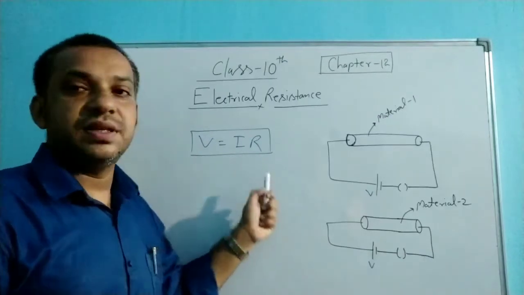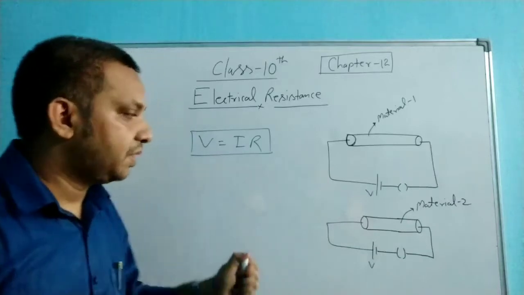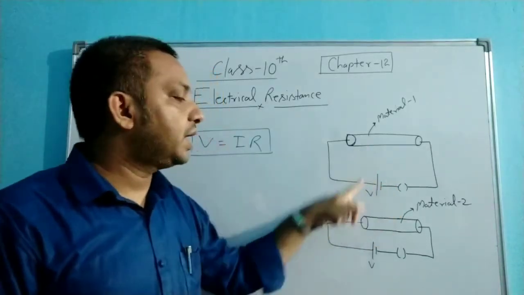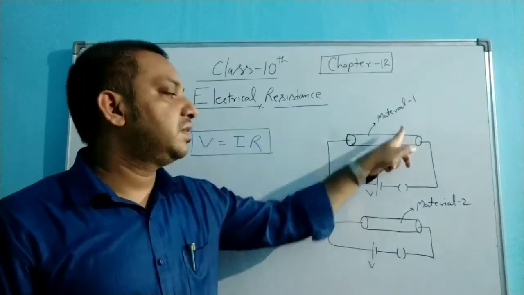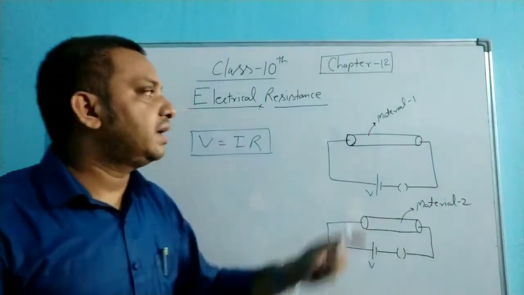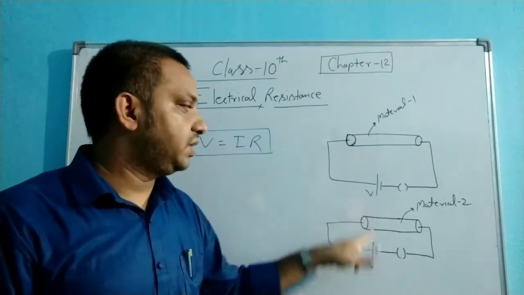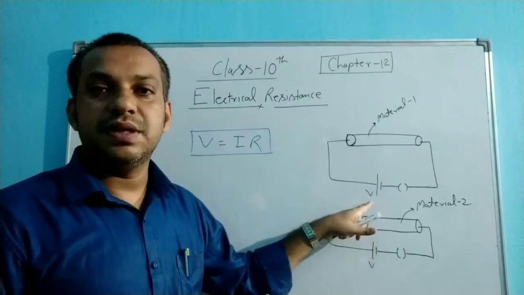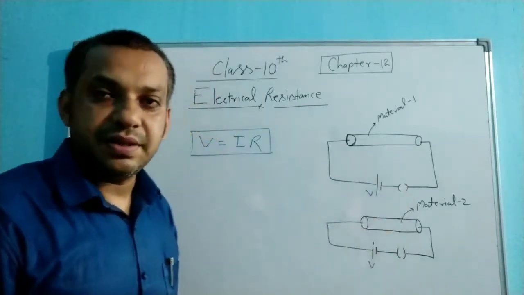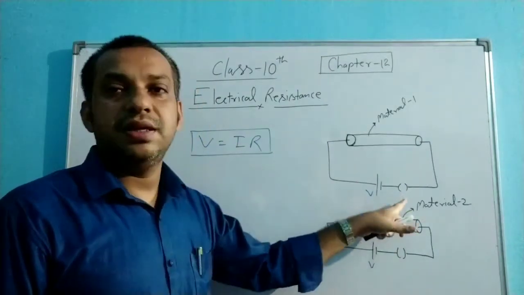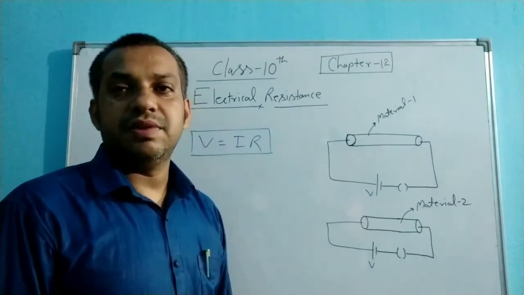To understand the physical significance of this electrical resistance, let us perform an activity. Here I have taken two identical conductors but of different materials. This is material 1 and this is material 2. Both conductors are connected with the same supply, the same voltage. You see the voltage of the cell is V and V. That means the power supply for both conductors is the same. When you press the key, you will see the current flowing through both circuits is different.